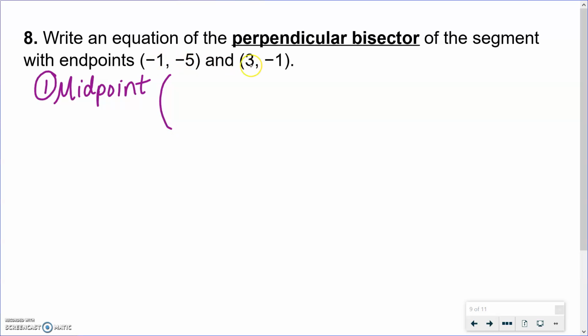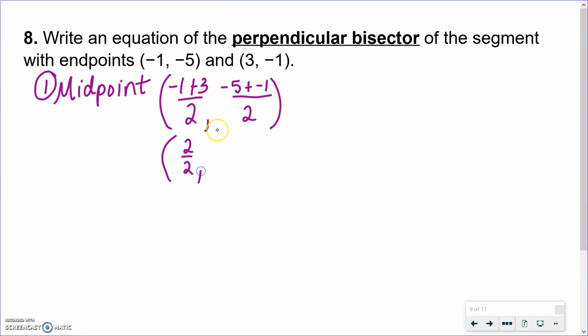So we're going to add the x's, so -1 plus 3 divided by 2. And we're going to add the y's, so -5 plus -1 and divide by 2 to find our midpoint. So then we get 2 over 2 and -6 over 2. And so our midpoint is going to be (1, -3). Okay, so this is the midpoint of this segment with those endpoints.